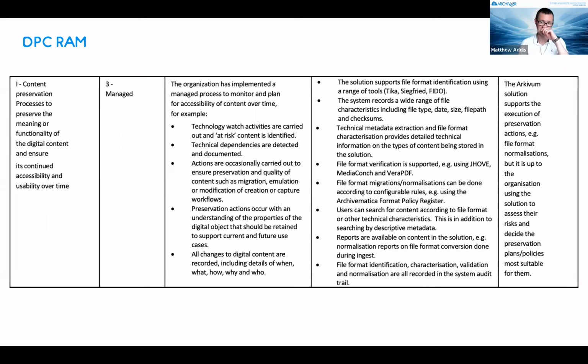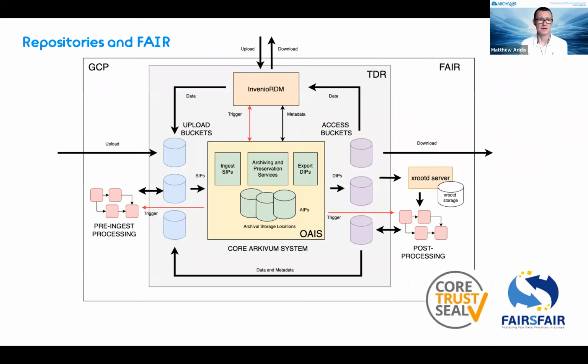And that includes things like transfer and ingest, bitstream preservation, content preservation, metadata management, and discovery and access. So here's one example for content preservation. And we're quite happy to provide the full mappings to people who want to look at them. And then we take our preservation and archiving solution and embed it into a wider environment that supports construction of trusted digital repositories and support for FAIR principles.